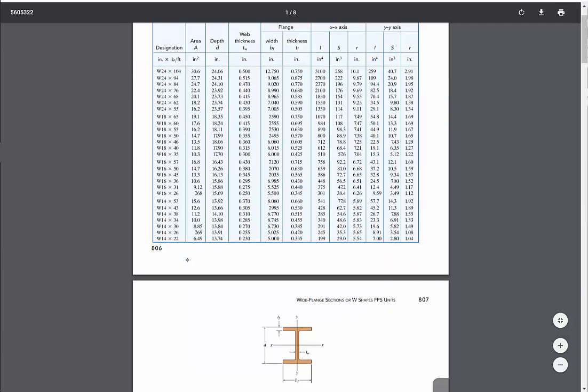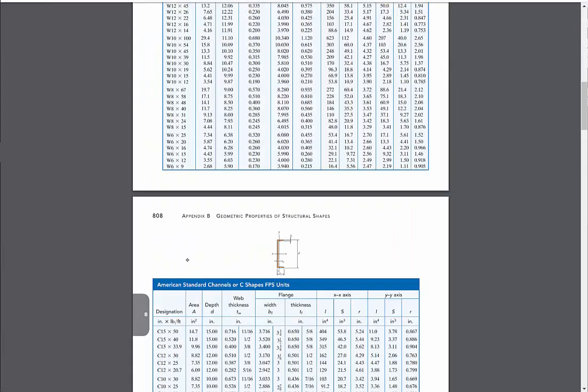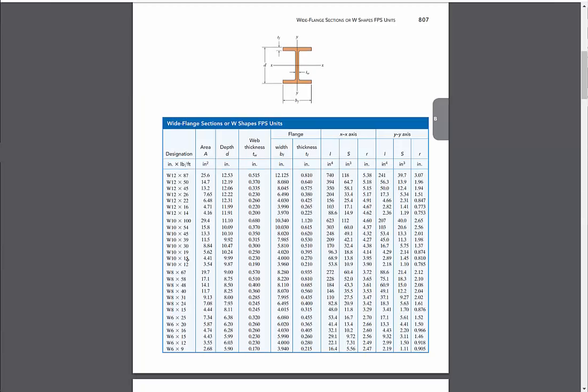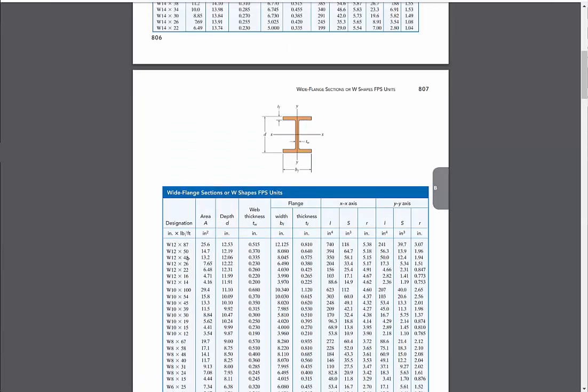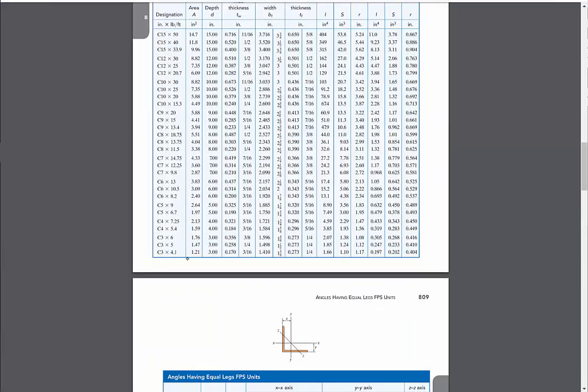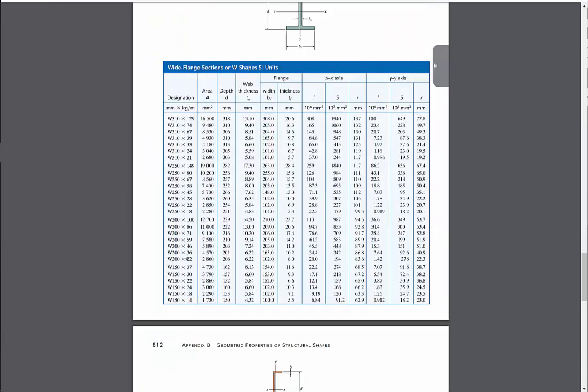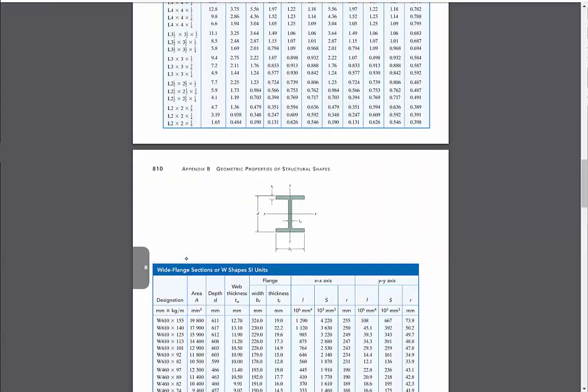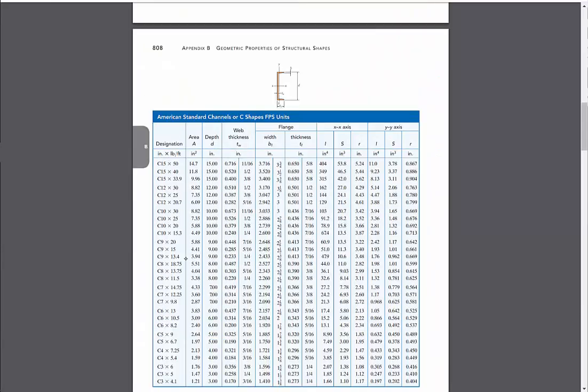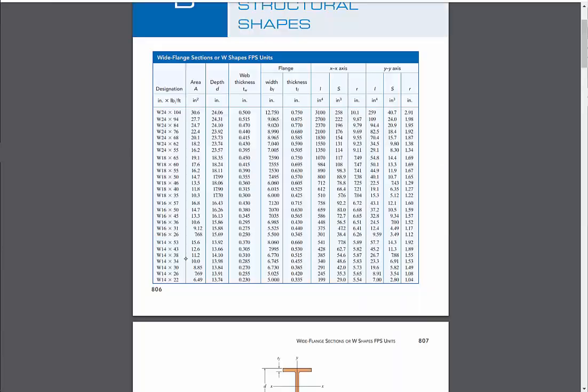If you click on that, you end up with something much smaller and more reasonable. For I-beams, I have two tables for standard, and some C-channel, which we won't use, and then two tables for metric. So really it ends up being about four sheets. You'll want these for the exam, so you'll probably want to print them out or have them close to you so you can use them.